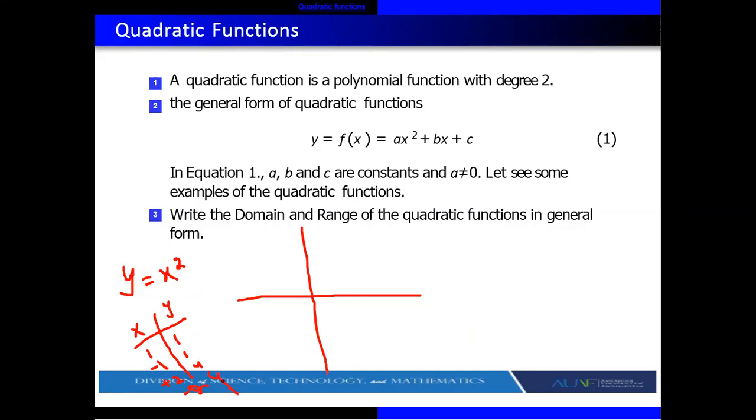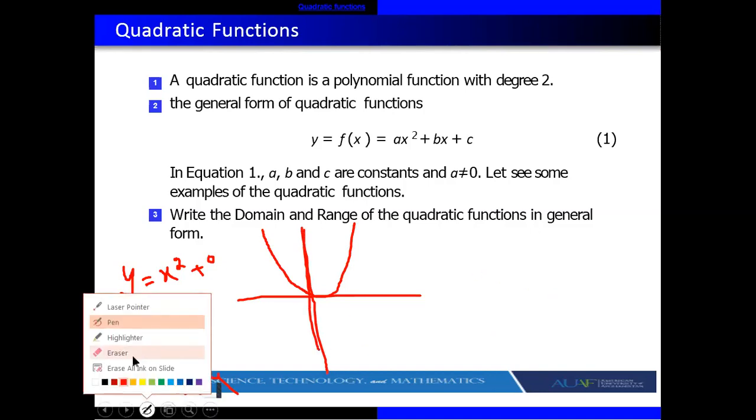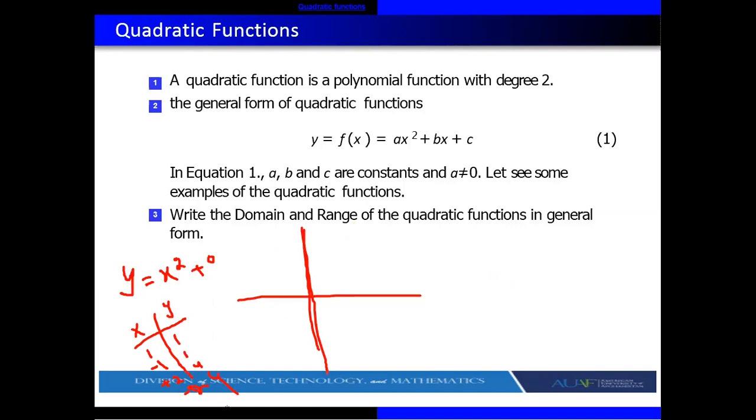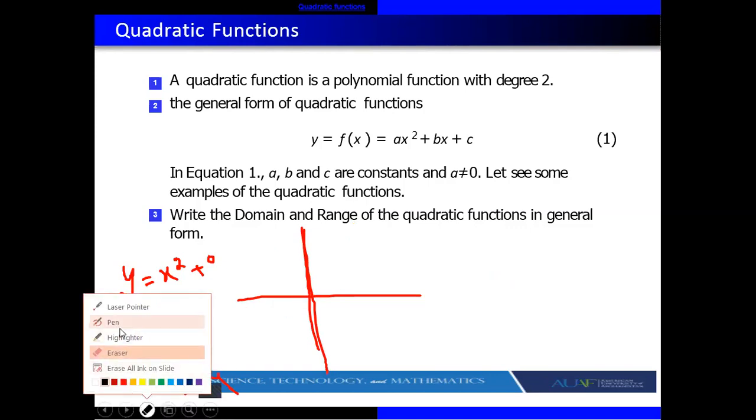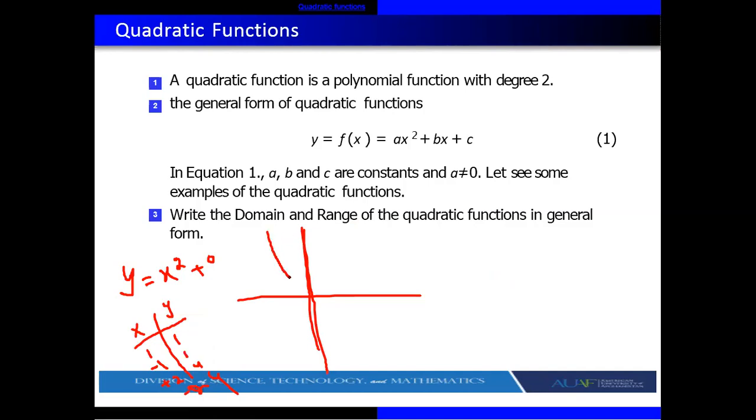So the graph will start from 0, because here we have x square plus 0. So the graph will be like this one. So here you can see from this graph that the function will get only positive values.